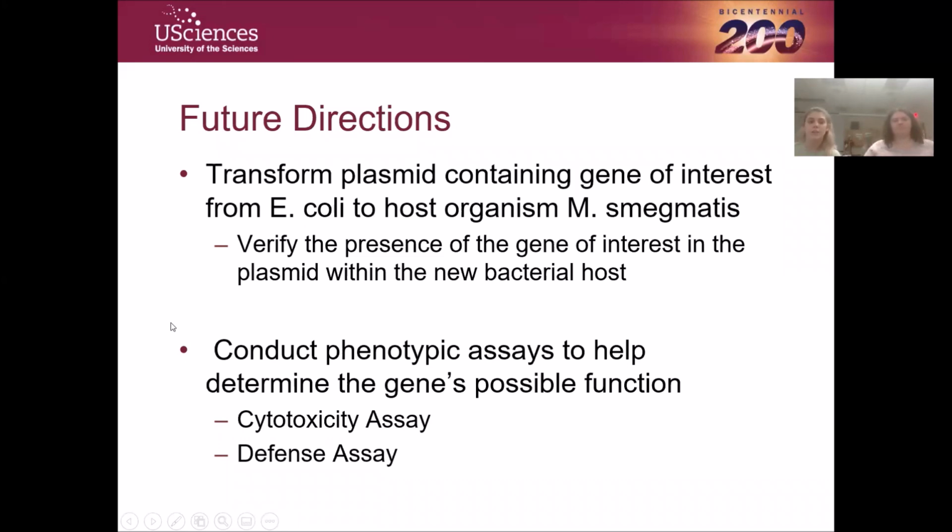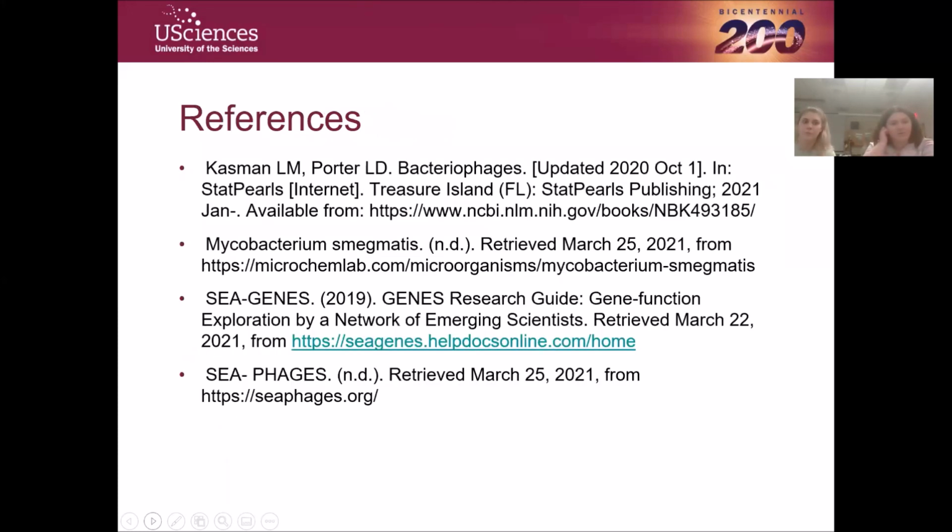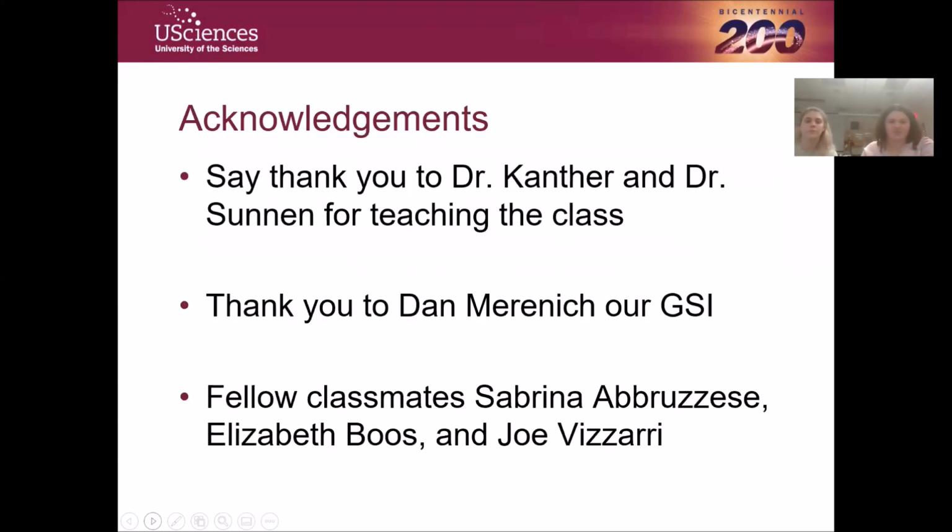So for future directions, we'll be transforming this plasmid containing our gene of interest from E. coli to M. smegmatis. And this will verify the presence of the gene of interest in the plasmid in the new bacterial host. And then we'll be conducting phenotypic assays like cytotoxicity assays and defense assays to determine the gene's possible function. Here are references, and these are a few acknowledgements.